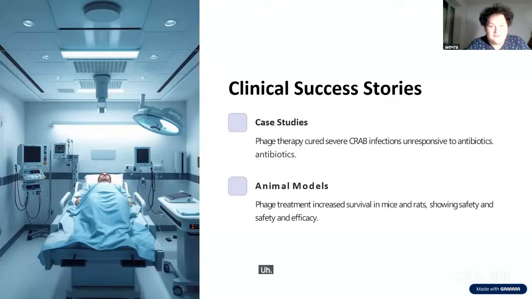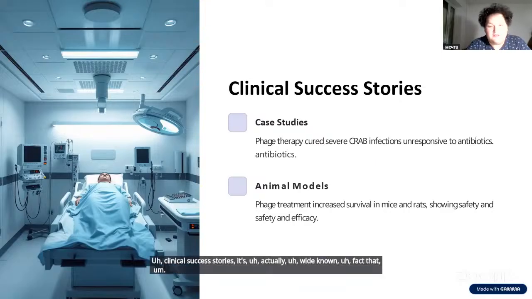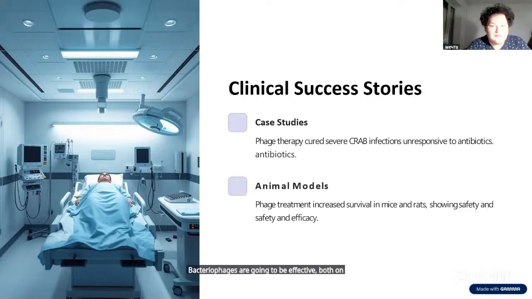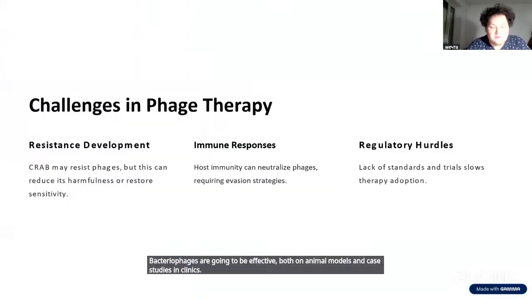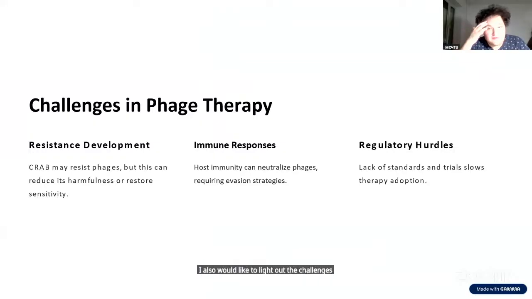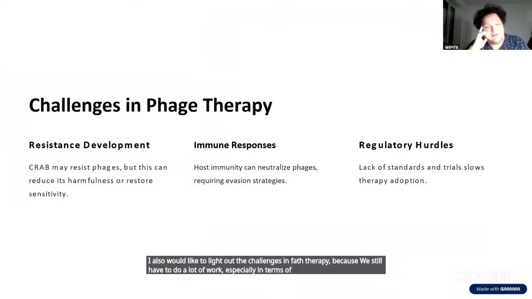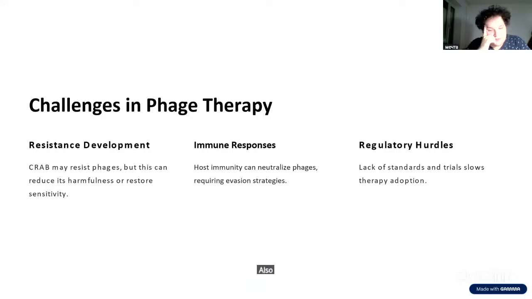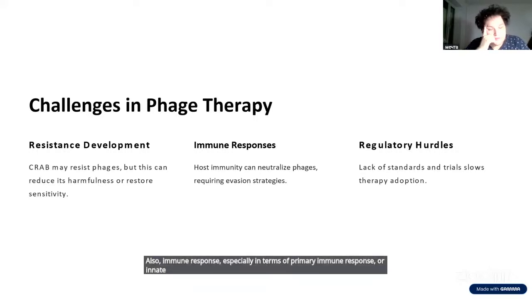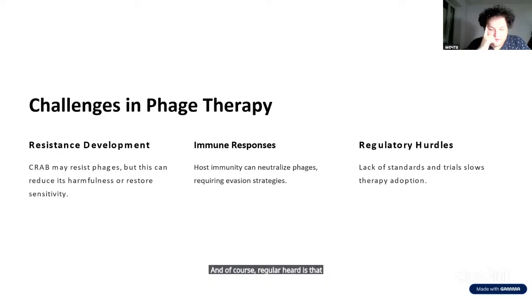Clinical success stories: it's a well-known fact that bacteriophages are effective both in animal models and case studies in clinics. I also would like to highlight the challenges in phage therapy because we still have to do a lot of work, especially in terms of resistance development, because not all drugs react equally. Also, immune response, especially the primary or innate immune response. And of course, regulatory hurdles that any country or any lab can have during these experiments.